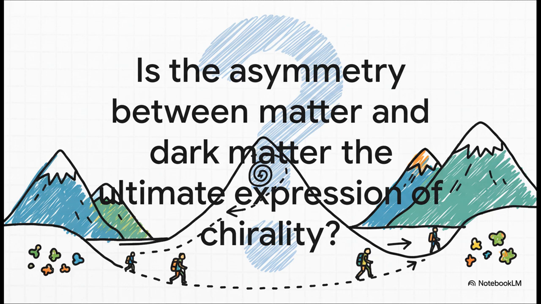What if the universe itself has a preferred handedness? Think about it. If the basic rules of chemistry are all built on these kinds of simple, mirror image choices, then maybe the biggest, most mysterious structures in the cosmos are built on them too. What if the asymmetry between matter and dark matter is just the ultimate expression of this chirality? What if the whole universe is just following a path on some final ultimate energy map?